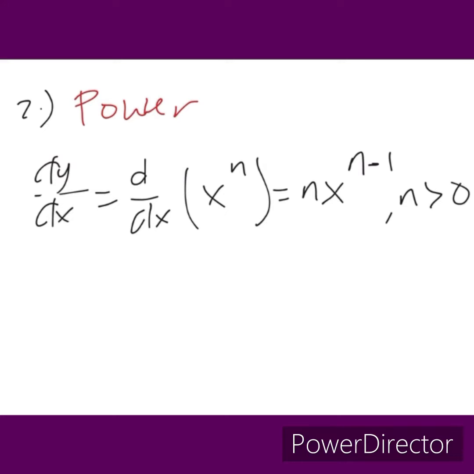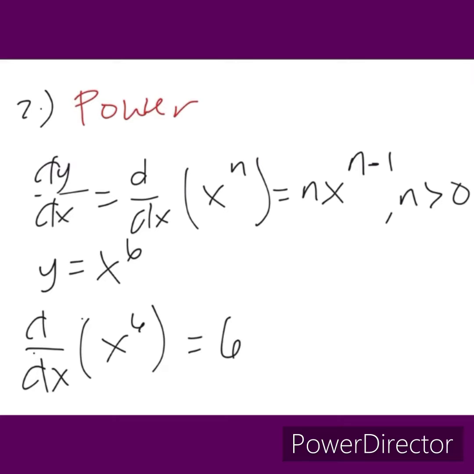Let's try this one. Find the derivative of y is equal to x raised to 6. So the derivative of y, which is x raised to 6, is equal to 6 times x raised to 6 minus 1, which is equal to 6x raised to the 5th power.